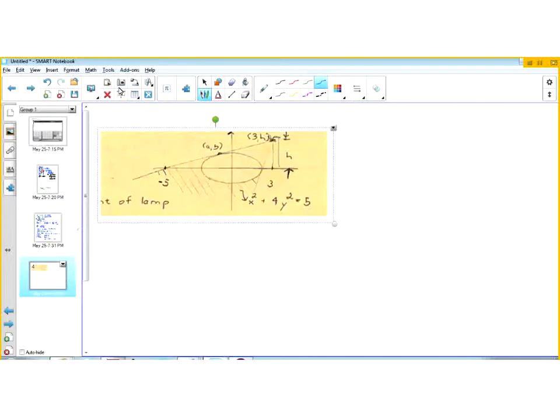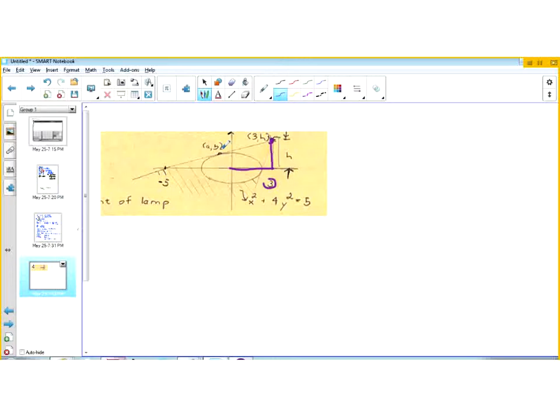So here we have the illustration used from the text. What we have here is a lamp, which I'll accentuate in purple right here. It's located 3 units to the right of the y-axis. So we have this distance right here as being 3. So there's your 3 units to the right of the y-axis.